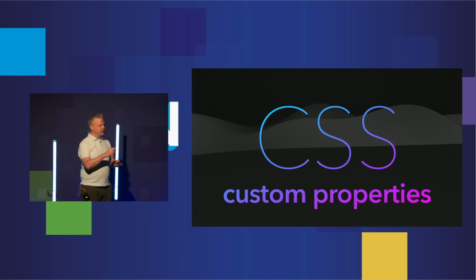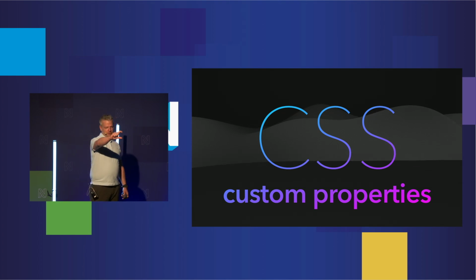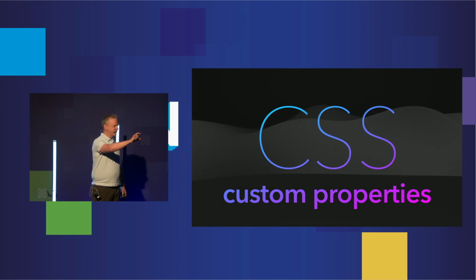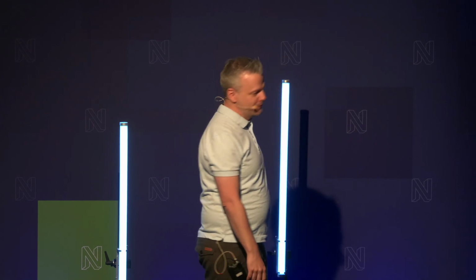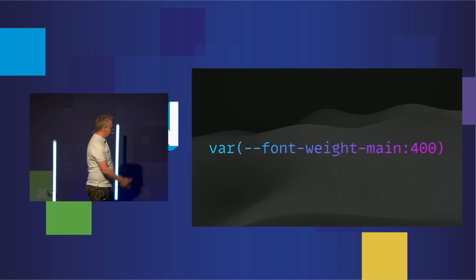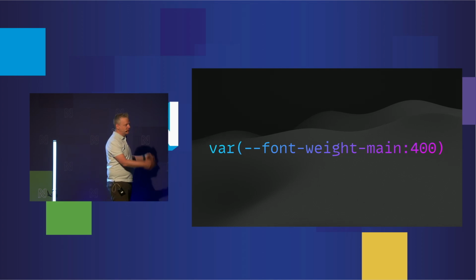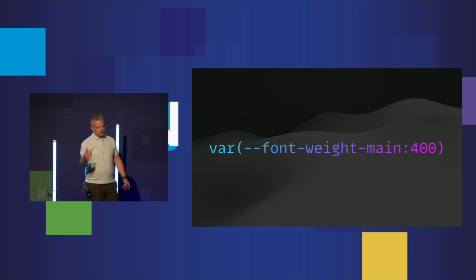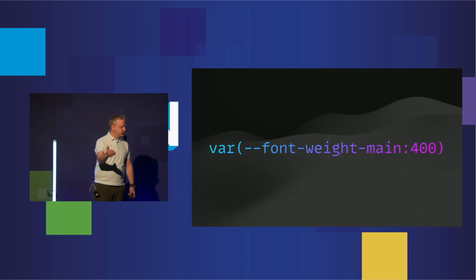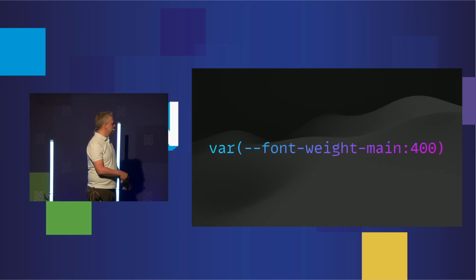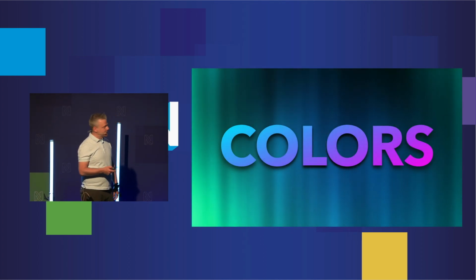Some years ago, the definitive guide to CSS was a book about this thick, and now it's a brick where you can kill people with it. But yes, that's an example of a custom property where I say, okay, font weight for domain, it's like that. It's a bit mixed up, it's not correct.